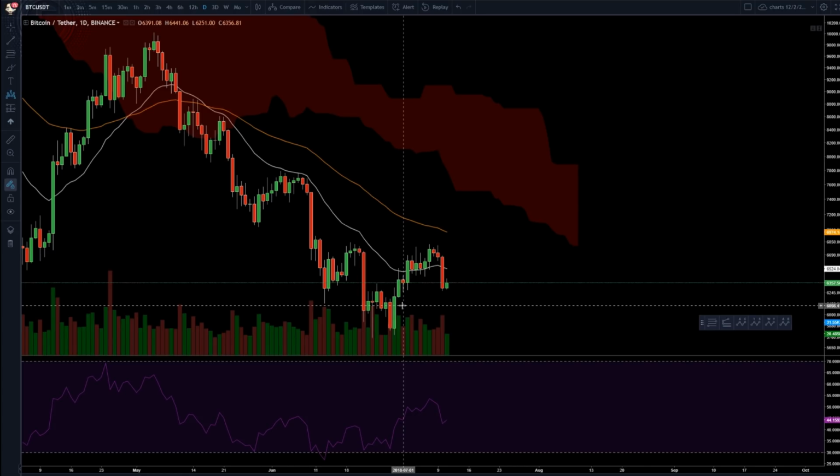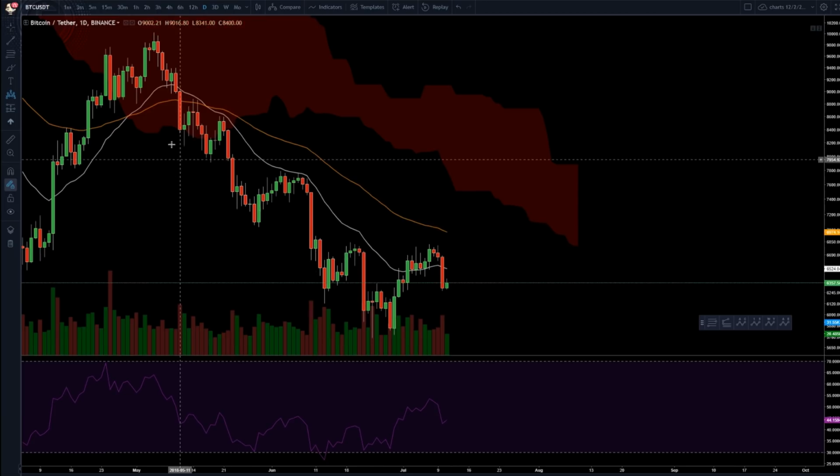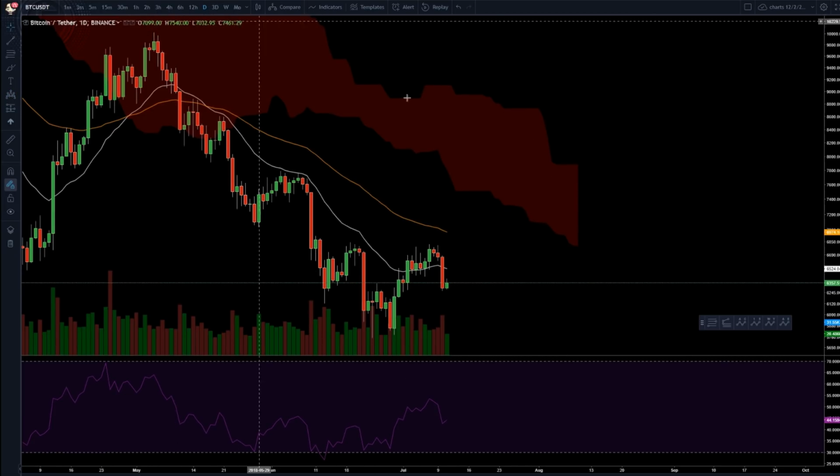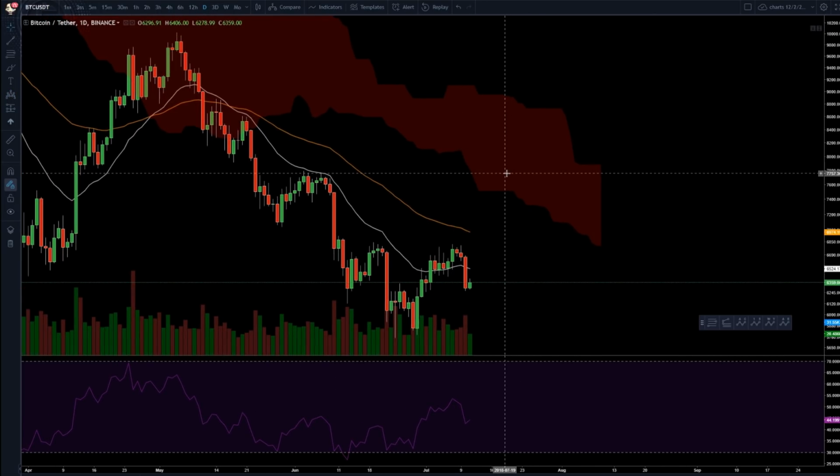Bitcoin will indicate what the market is doing, guys. And I'm currently on the daily chart here, just to show you the overall picture, right? And it's still in a downtrend.